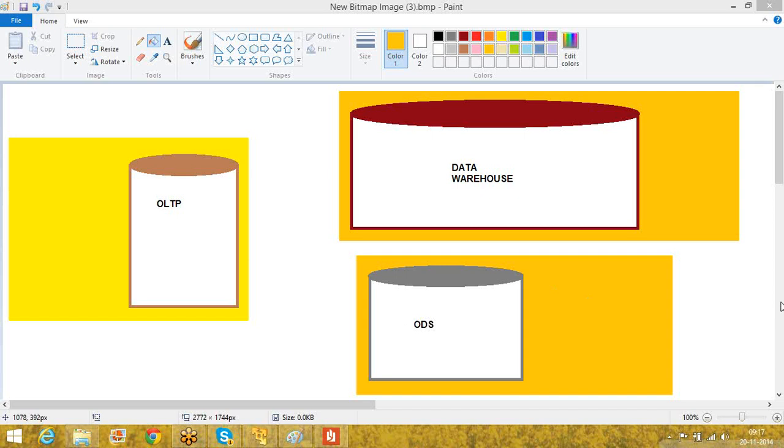So for this analysis, ODS analysis, from where is it going to pull the data? Is it pulling from the data warehouse or how is this? No, OLTP only. OLTP, transactional databases only.